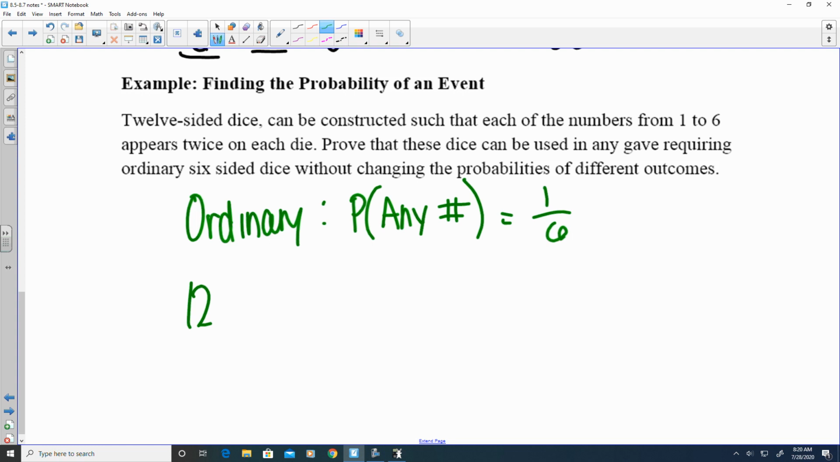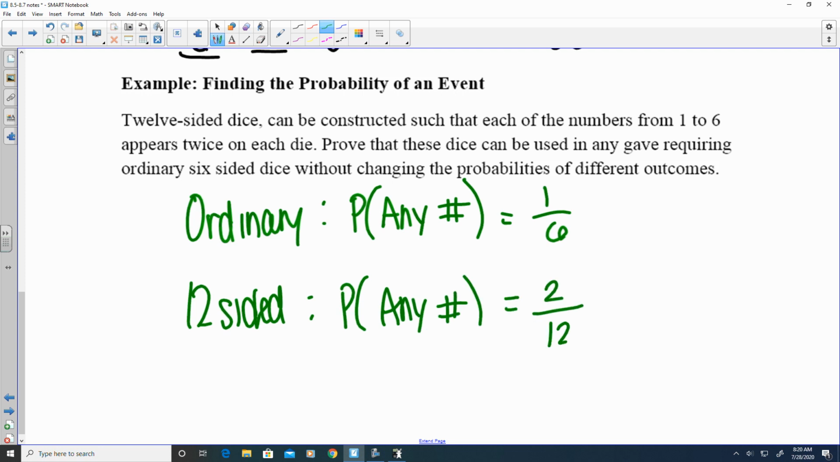On this special 12-sided die, since they said that each number is repeated, the probability of any number is 2 over 12. Again, there are 12 sides, but each number from 1 to 6 is just repeated. So any number that we picked the first time, this time it's on the die twice, and there are 12 total options, but that simplifies to 1/6, so we have shown that the probabilities are the same.